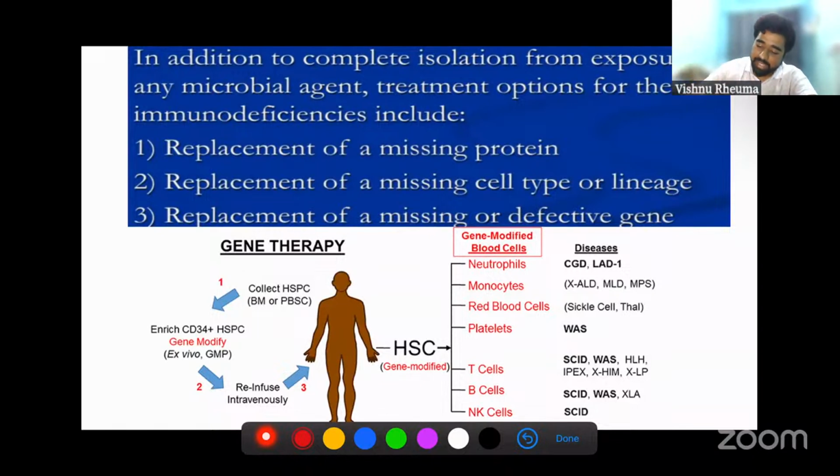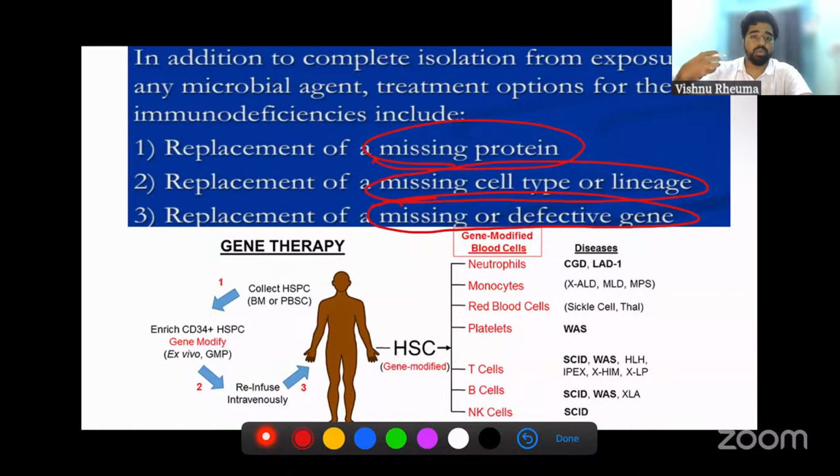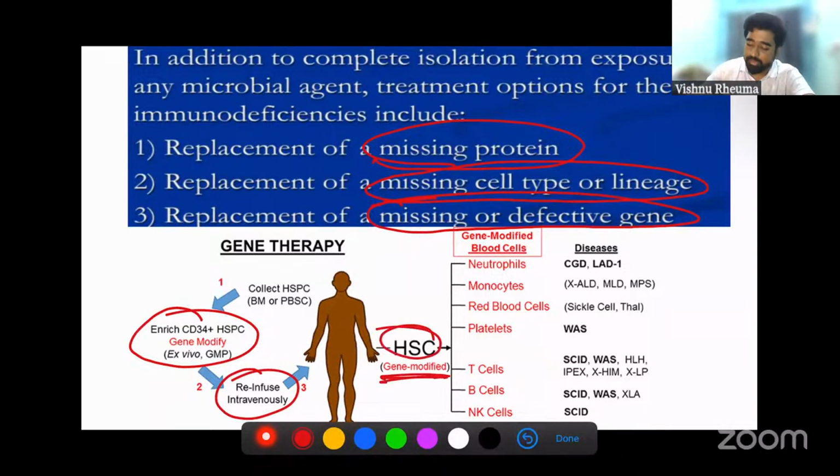Basically you will either replace the missing protein, that is your antibody, you will give IVIG; you will replace the missing cell type, that is you will transplant the bone marrow; or you will use gene therapy. How do you use gene therapy? Basically you will take the hematopoietic stem cells, transduce them using a viral vector or bacteriophage, etc., and then reinfuse. So gene modified hematopoietic stem cells will be there.